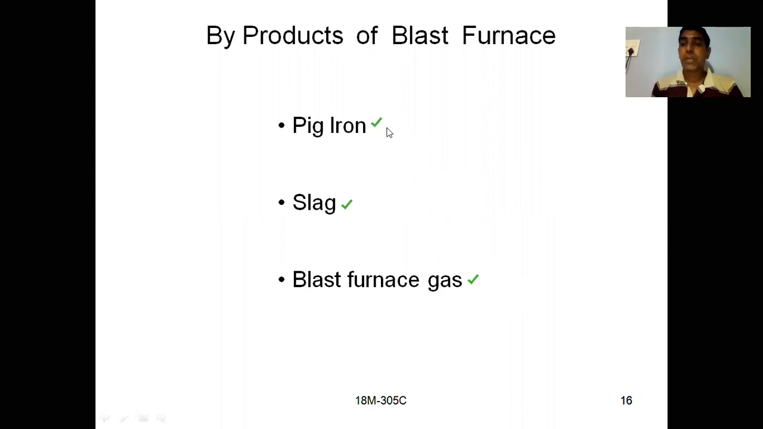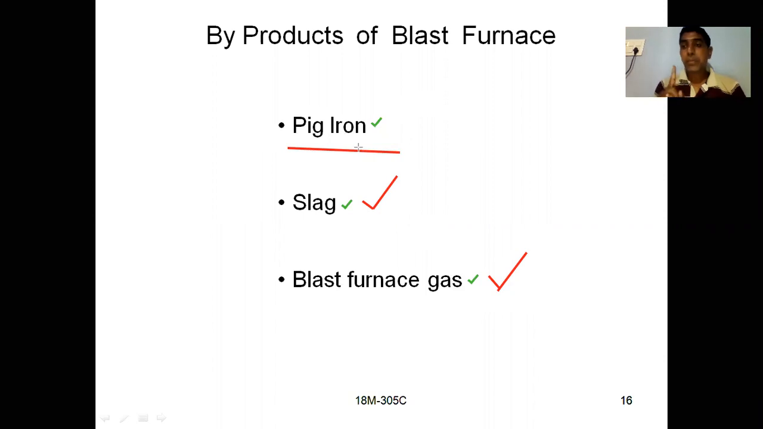So this pig iron is used for further processing, as it is not suitable for industrial applications because of its inferior properties. And you are having slag which can be used in cement industries and in some other industries. And your blast furnace gas is used for heating applications. So this is the main product, your pig iron, and your slag and your blast furnace gas are the byproducts.